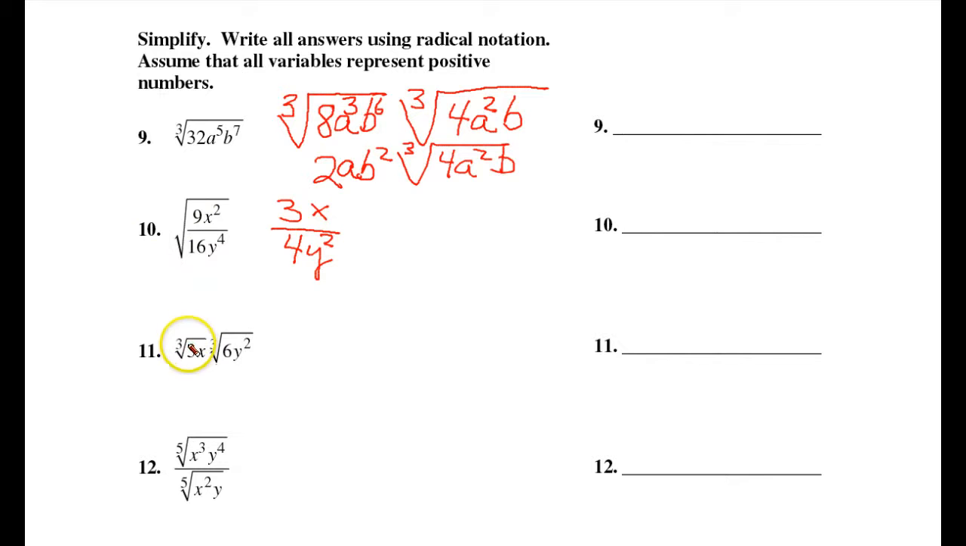Now here they want you to multiply and see what you get out of this. Well, there's no perfect cube there. So this is going to be the cube root of 18 x y squared. So we just multiply the radicands, so long as our index numbers are the same.